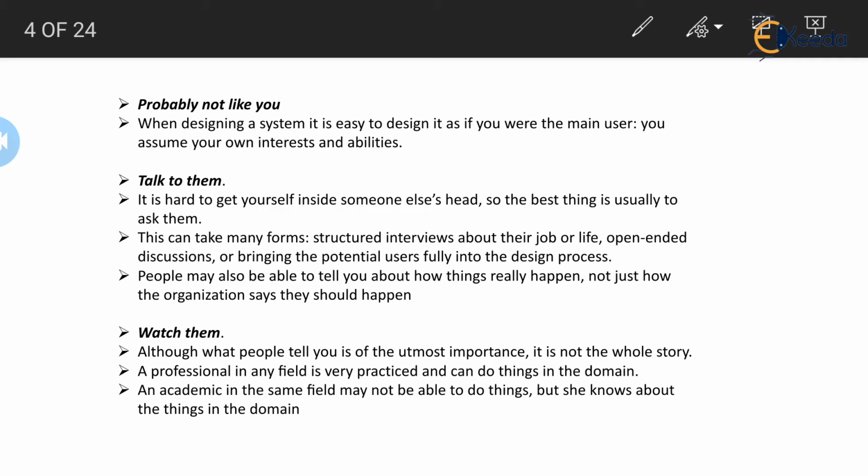Now listen, a professional in any field can practice and do things in their domain, but outside the domain that person is not able to do it unless he or she is experienced in that domain. An academic in the same field may not be able to do these things, but she knows about the things in the domain work. So there are different kinds of knowledge and skills available with people. Sometimes people own both, but not necessarily. Because of this, it's important to watch people do as well as hear what they say.